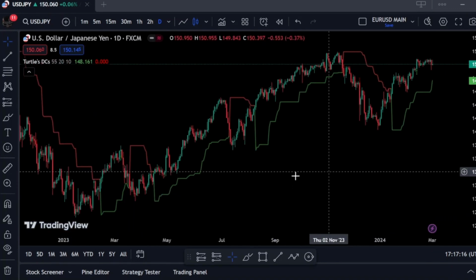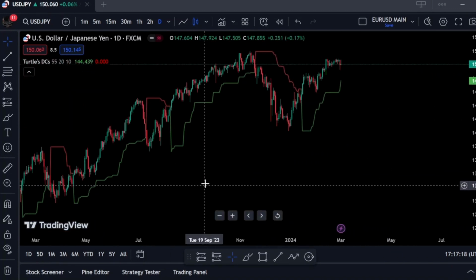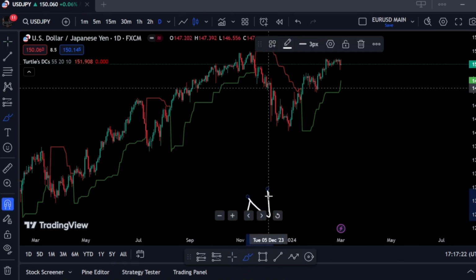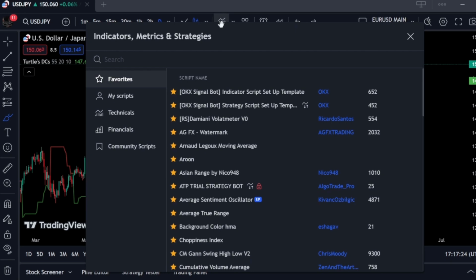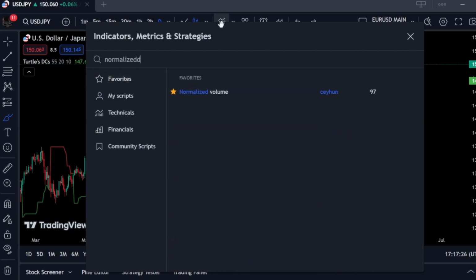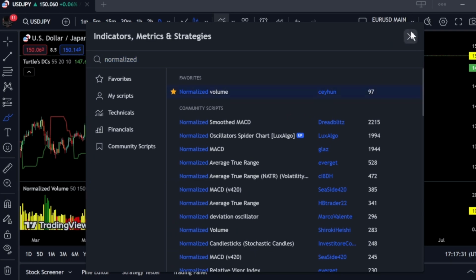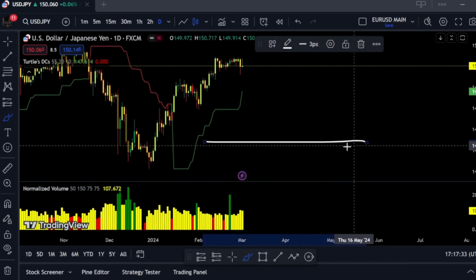Let's move on. The next indicator we're going to be looking at is the Normalized Volume Indicator. To add this indicator to your TradingView, click on the Indicators tab, then type Normalized Volume Indicator. Select this one by Sion. Now this indicator also changes the candle colors, as you can observe, which can also help for easy readability.